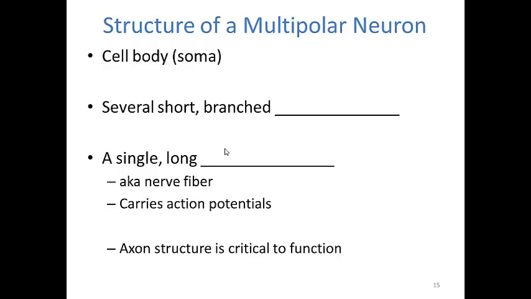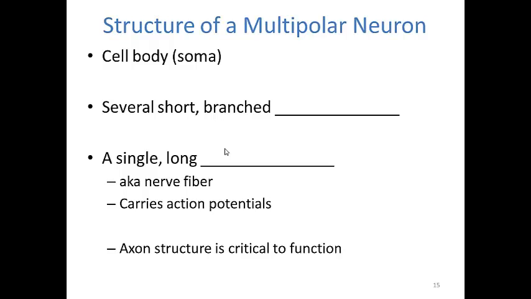In terms of the structure of a multipolar neuron, we are going to take a look at that. We're going to use the multipolar neuron as our example neuron because most of the neurons in our bodies are multipolar neurons. So again, the cell body is also called the soma, and that's where we find the nucleus and the majority of the organelles and the majority of the cytoplasm in the neuron.